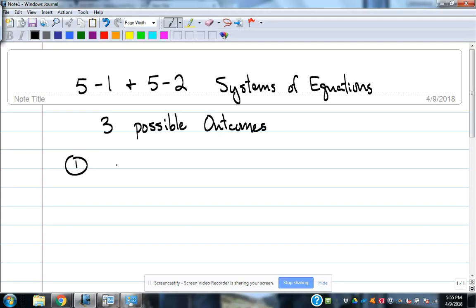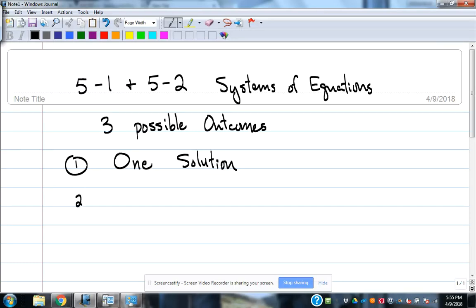One outcome is the most common one and the one that we like the best. It's when there's one solution. If it's a 2-variable system, you'll get x equals a number and y equals a number. If it's a 3-variable system, you'll get x, y, and z, or whatever variables they're using in the problems, okay? One solution, that's what we want. One answer for each variable.